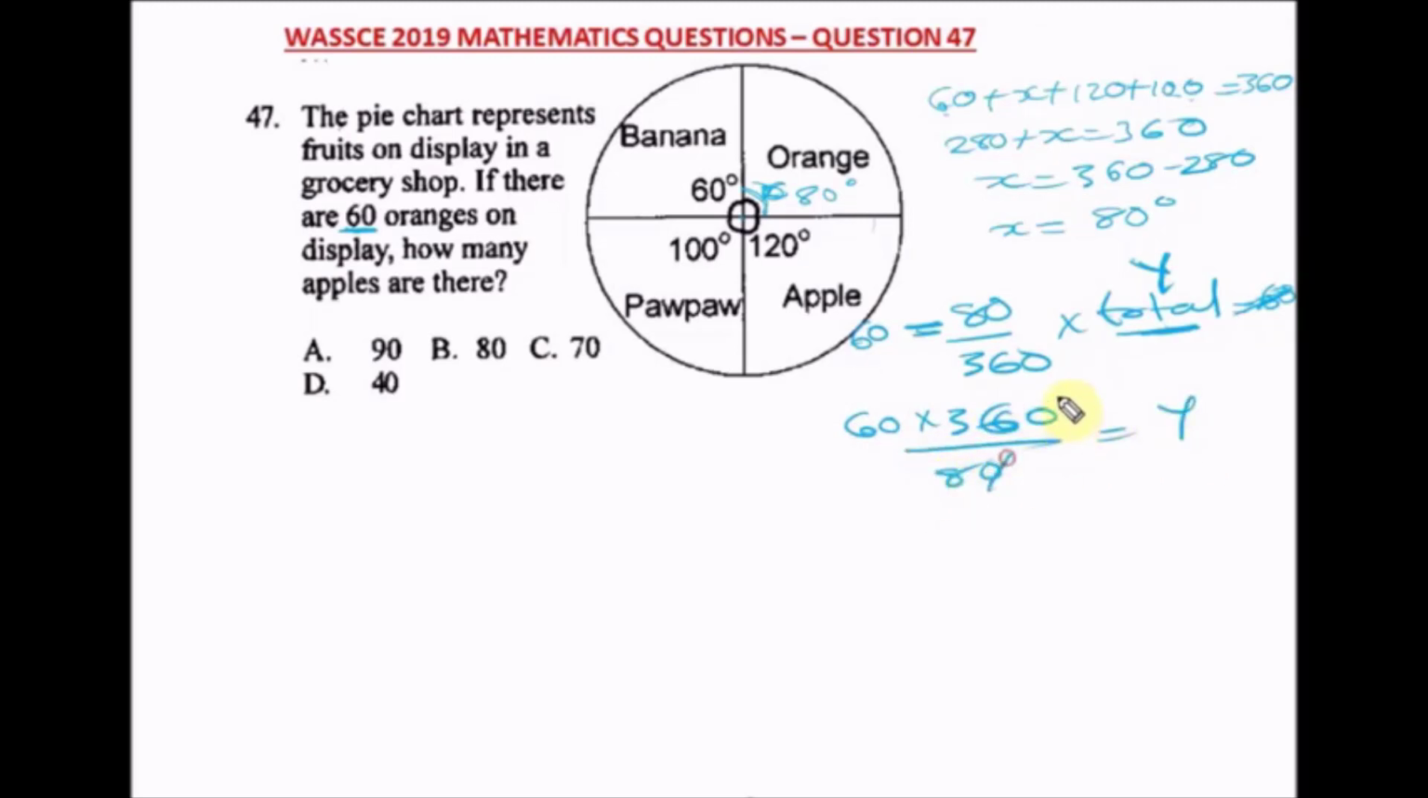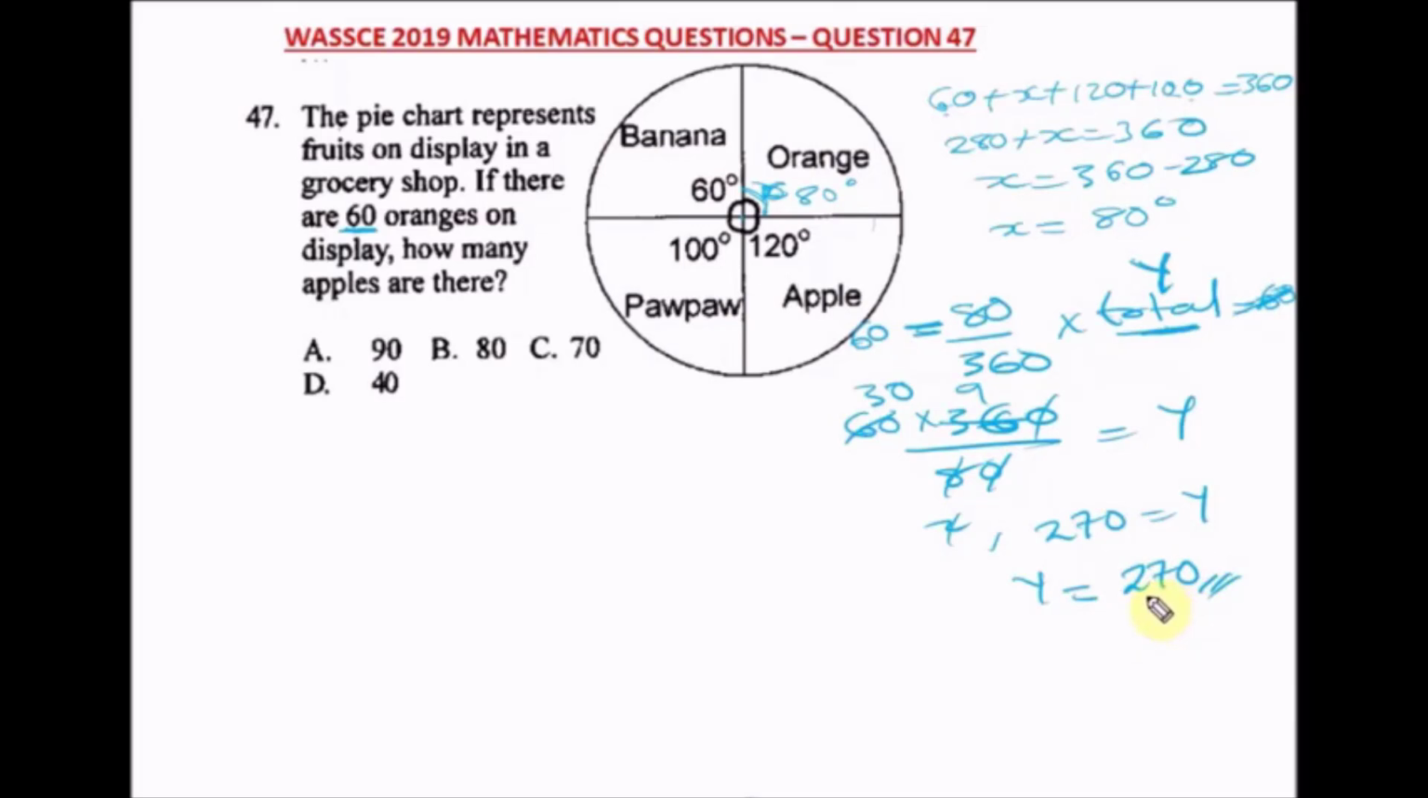So this will cancel out, this will cancel out. What again can cancel out? 4 can go here 2 times. 4 will go here 9 times. 2 here 1. 2 will go here 30 times. So 30 times 9, what is that? That will give us 270. So the total number of fruits displayed, both banana, orange, pawpaw, and apple, is 270. So this is the total number of fruits.